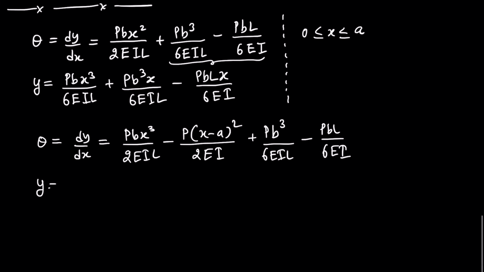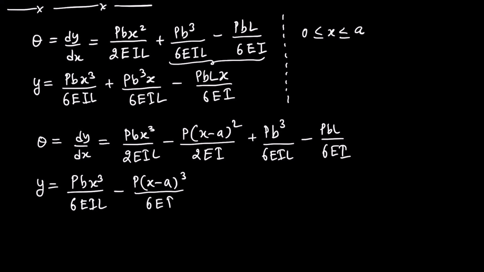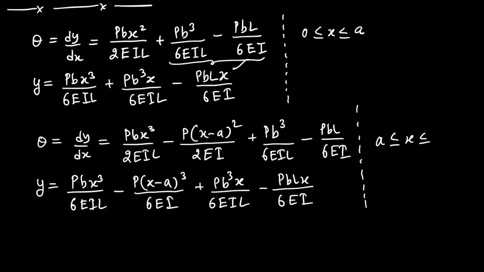Now the deflection y will be equal to PBx cube upon 6EIL minus P(x minus a) whole cube divided by 6EI plus C3x plus C4. Now C4 is 0, we can remove this, plus C3x. Now C3 is again this term, PBb square x upon 6EIL minus PBLx upon 6EI. And these two formulas are valid for x equal to a to x equal to L. So these are the formulas for deflection and slope.